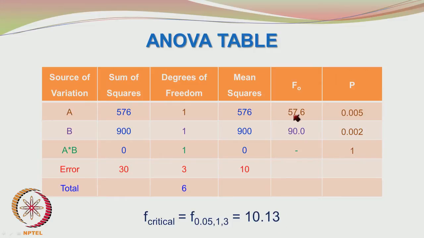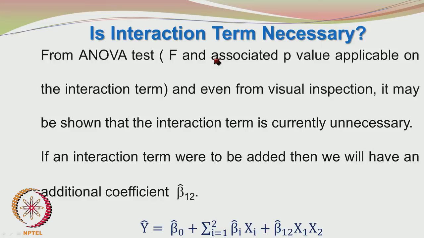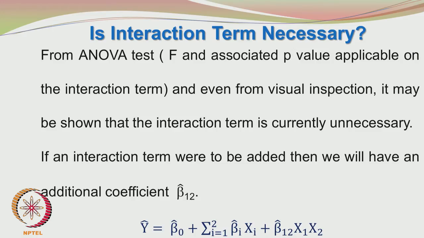And since these actual F values are much higher than the critical F value, they lie in the rejection region, and hence you may reject the null hypothesis, which states that the coefficient corresponding to factor A and the coefficient corresponding to factor B are both 0. So we reject the null hypothesis and say that both the factors are significant. The only insignificant term is the interaction between the two factors A and B. So from the analysis of variance test, from where we get the F and associated p values, and perhaps even from visual inspection, which is usually not trustworthy, it can be shown that the interaction term is unnecessary.